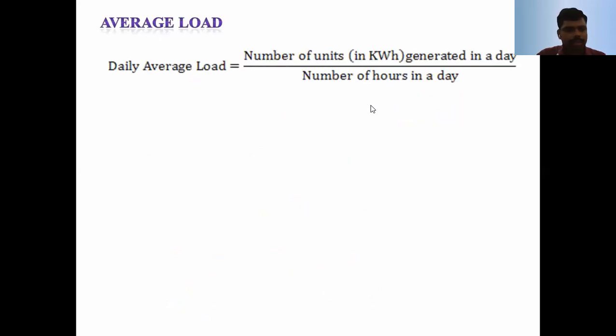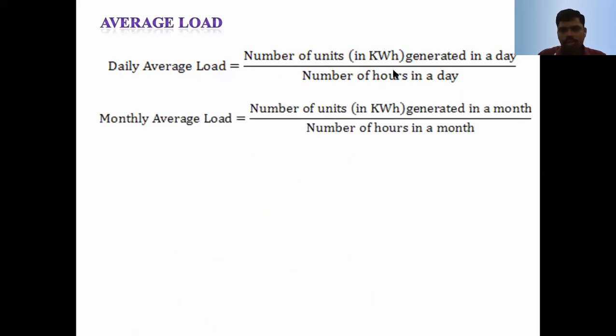Next one, average load. The average load is defined as the ratio of average load occurring during a period, depending upon the duration. That is nothing but daily average load, monthly average load, and weekly or annual average load. Daily average load is the number of units, represented in kWh, generated in a day with respect to the number of hours in a day, that is 24 hours. Monthly average load means number of units generated in a particular month with respect to number of hours in a month. Number of hours in a month means per day 24 hours, in a month 30 days.